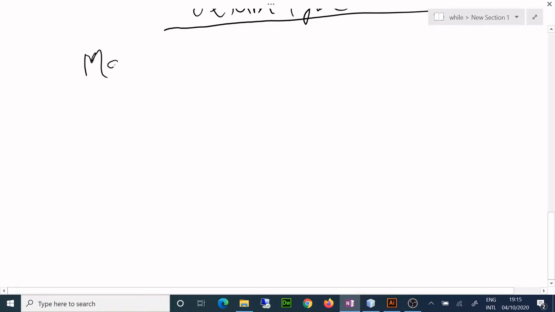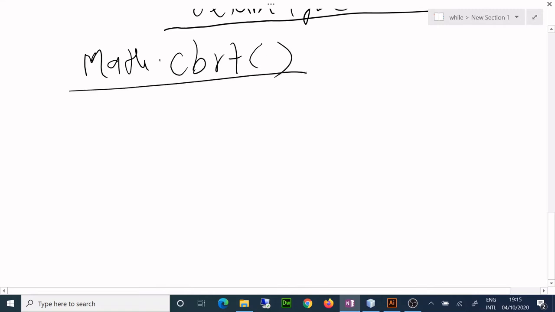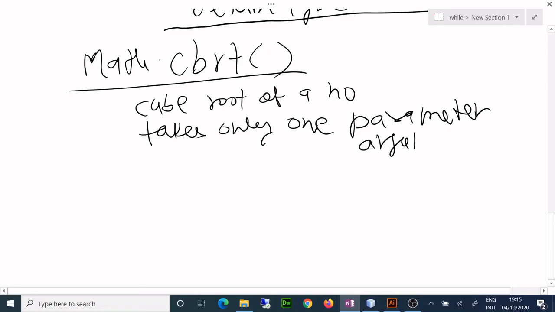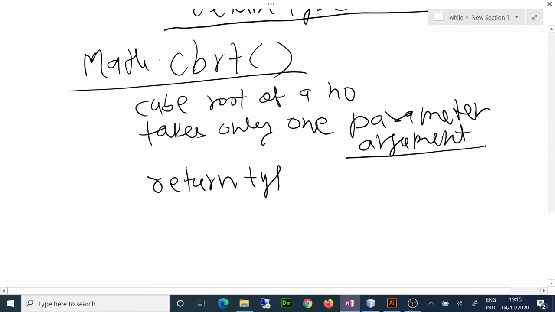So math.cbrt, what does it do? It calculates the cube root of a number, takes only one parameter or argument. And its return type is double.